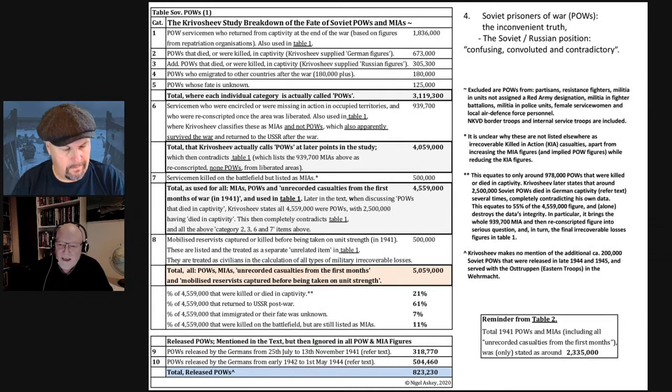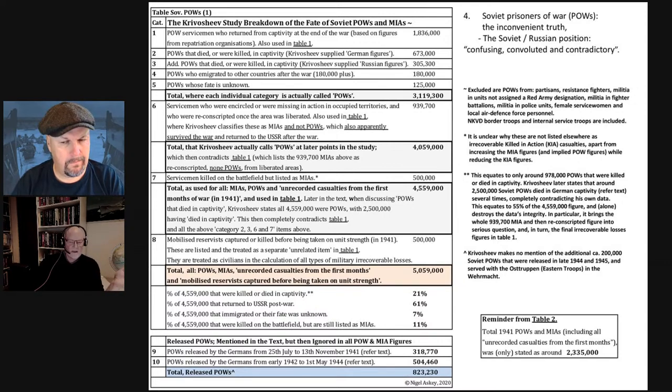So you could see the ludicrously low assessment here. In the original figures, he's saying 978,000 POWs died, i.e. that's the 4,559. But now he's saying later on, oh, well, actually 2.5 million died. So it's really a convoluted mishmash of data.